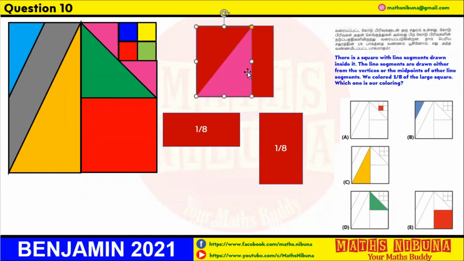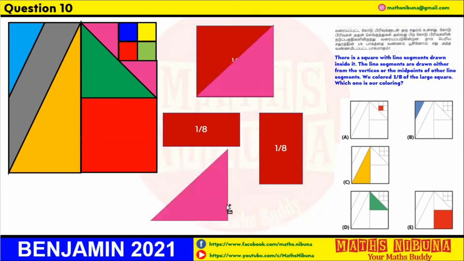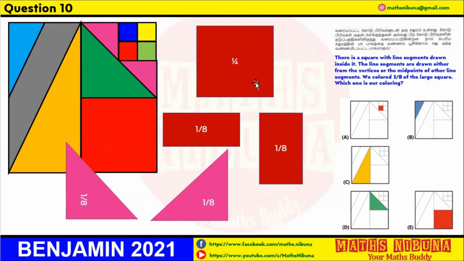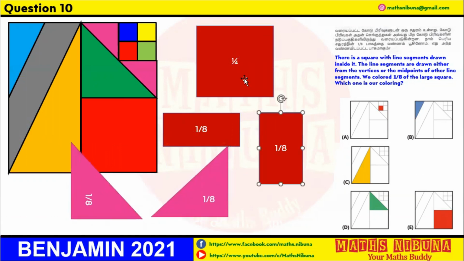Up. I cut up. Okay, it can be like this or it can be like this. Okay, so this is 1/8. So these are the possible shapes we can get at the end. Like this. This one cannot, right?